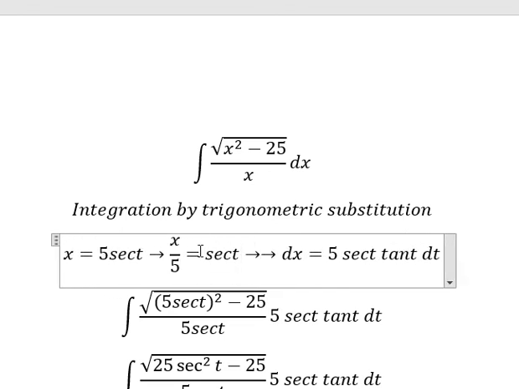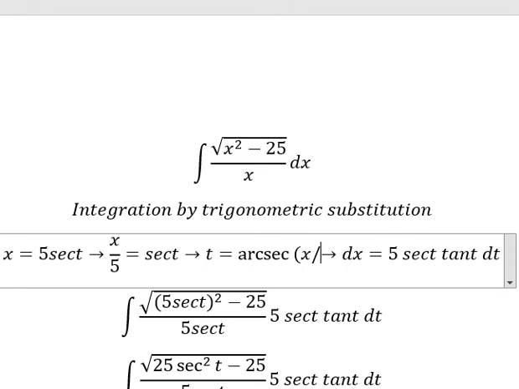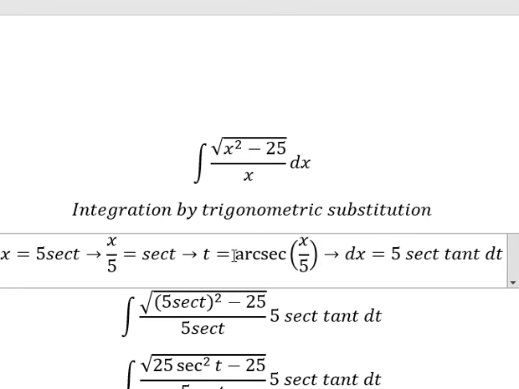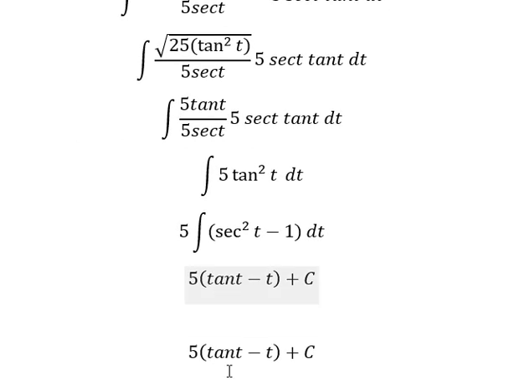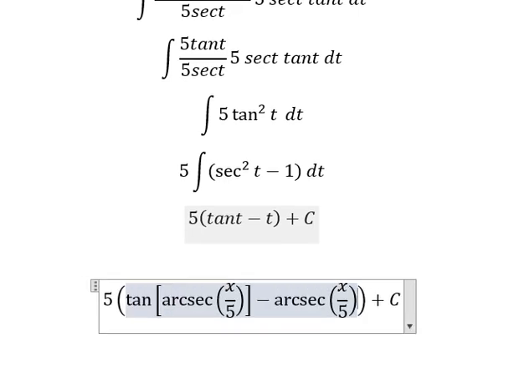And then you get t equals arcsecant of x over 5. So I will put this one to change for t. And this is the final answer.